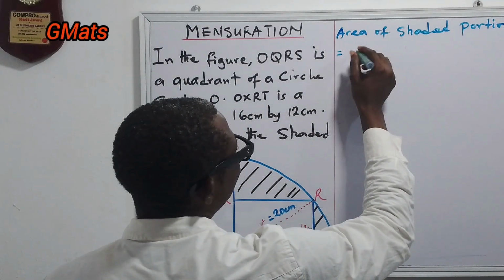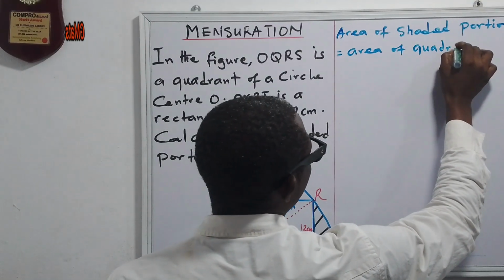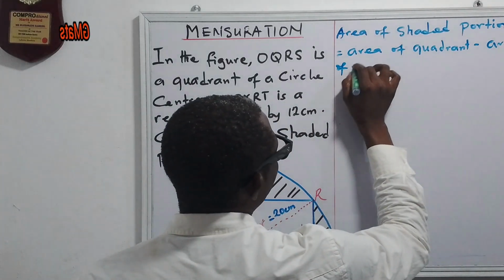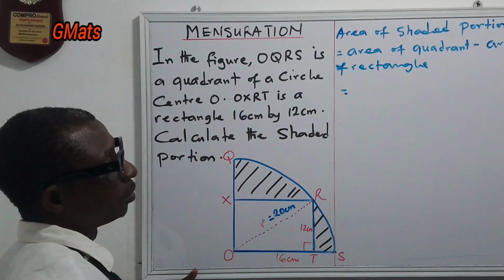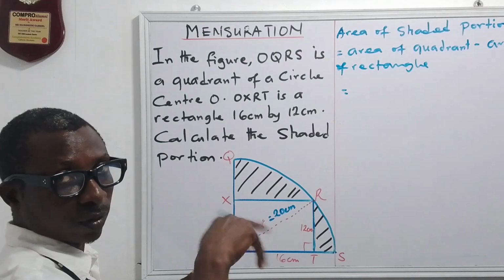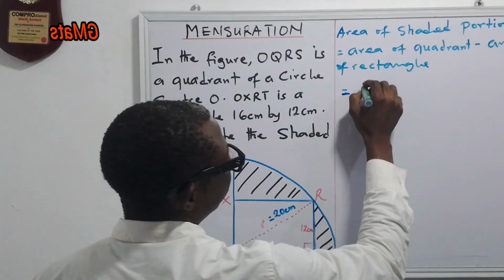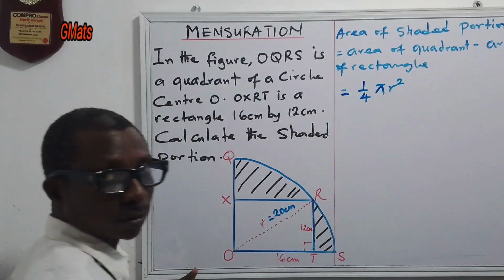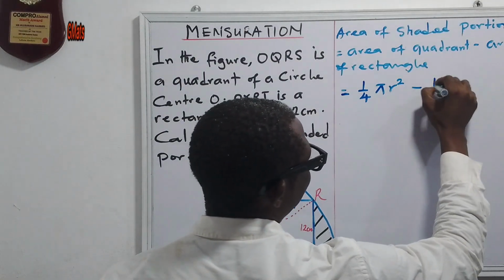That gives us area of quadrant minus area of rectangle. Now, a quadrant is 1/4 of a whole circle. So this quadrant is going to give us 1/4 of the area of the circle. Then minus area of rectangle, that is length times breadth.